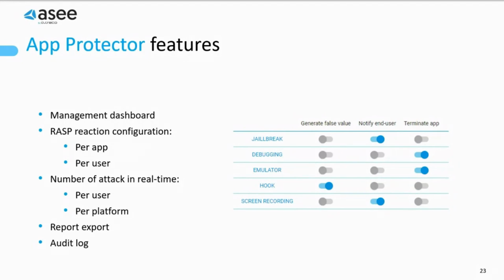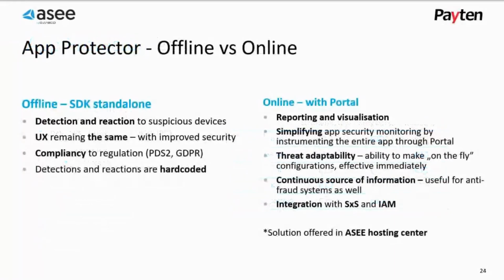And there is an audit log, which can also display everything that owners of the app are doing in the dashboard. We offer this solution as offline and online component. In offline, we provide only SDK, so detections and reactions here in the SDK are hard coded. If you want to change the configuration, you are doing that through the SDK, and then you have to update the application once in a while.